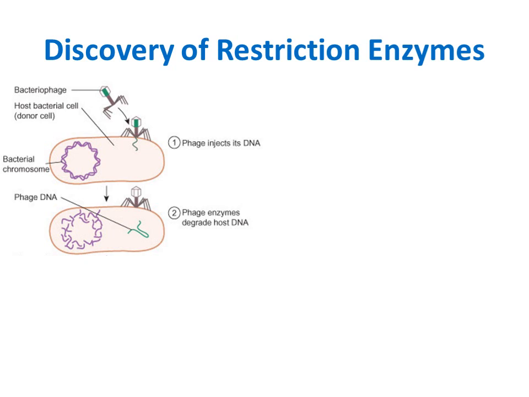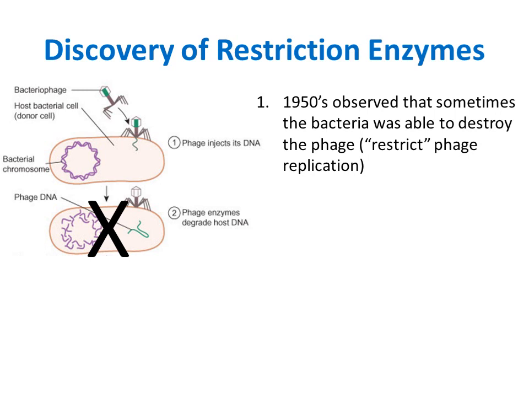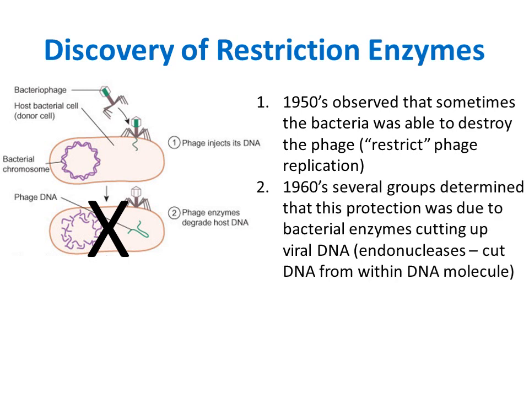So going back to our model of the transduction method, in which a virus injects its own DNA into the bacteria, in the 50s it had been observed that sometimes the bacteria was actually able to destroy the virus as opposed to being destroyed by the virus. And we called this process restriction. It could restrict the phage's replication.